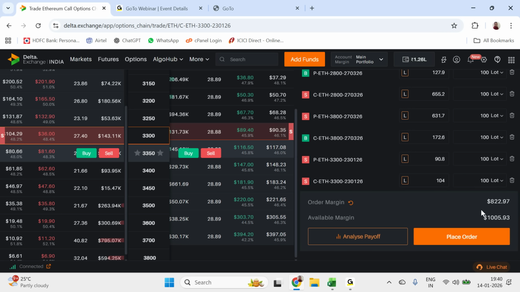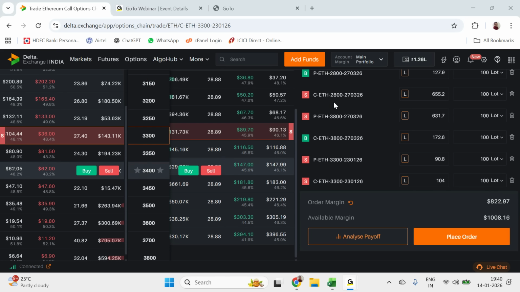So don't go with this margin also. If you initiate this, the actual margin for these 100 lots, I think, will be around 200 USD. It may increase and decrease, but it will be almost 200 or 300 USD. This is not 800 because different strikes are involved. So that is why it is swaying.